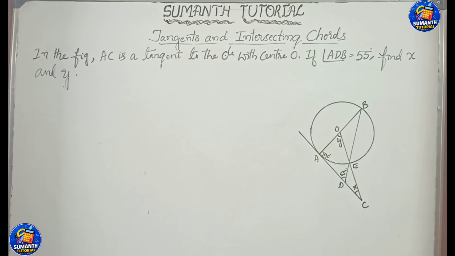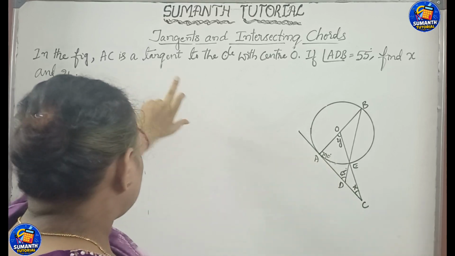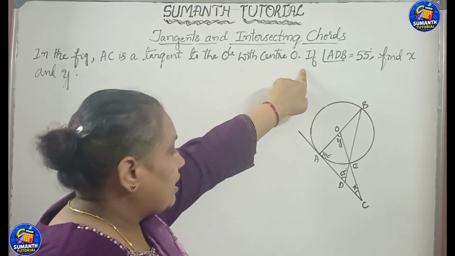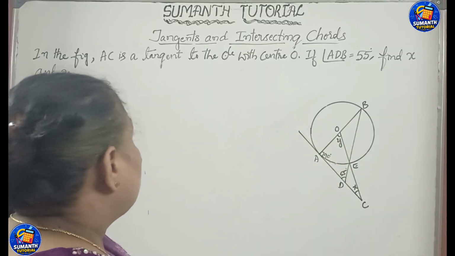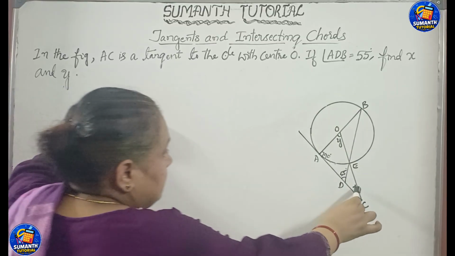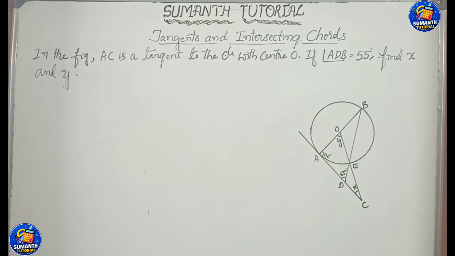Then in the figure, AC is a tangent to the circle. So I have taken this as 90 degree. If angle ADB is equal to 55 degree, find x and y. Find x and y. How to find this one?